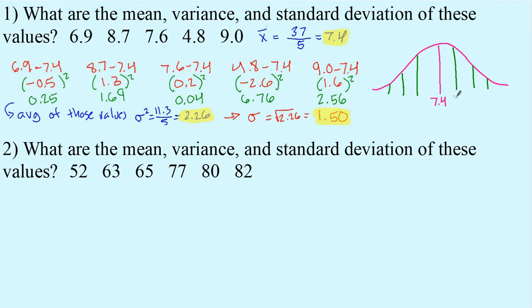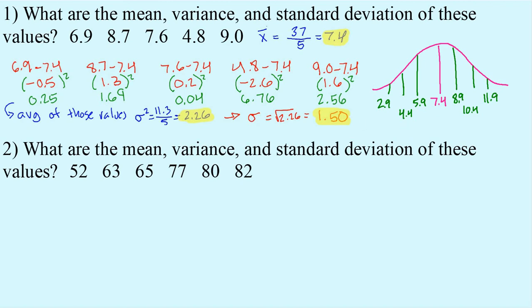If we go up, we get 8.9, then 10.4, then 11.9. Then if we subtract 1.5, we get 5.9, then 4.4, then 2.9. Most of my data, according to the normal curve, should fall between 2.9 and 11.9, which it does. So this is a visual representation of it.